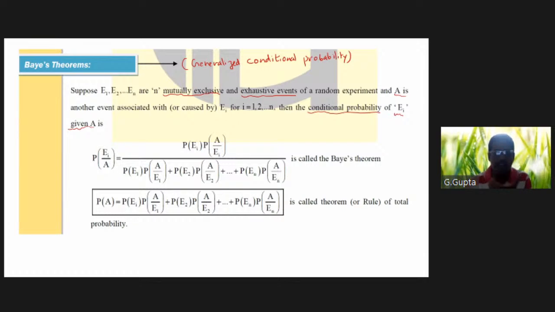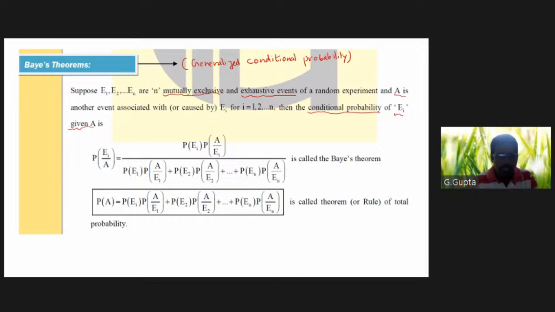What is inverse event probability? So, P of Ei given A is, this is the symbolic notation, P of Ei by A is equal to probability of numerator event Ei into probability of A given Ei. A given Ei is the inverse of Ei given A. That is called inverse event. Whole divided by all total cases in denominator.